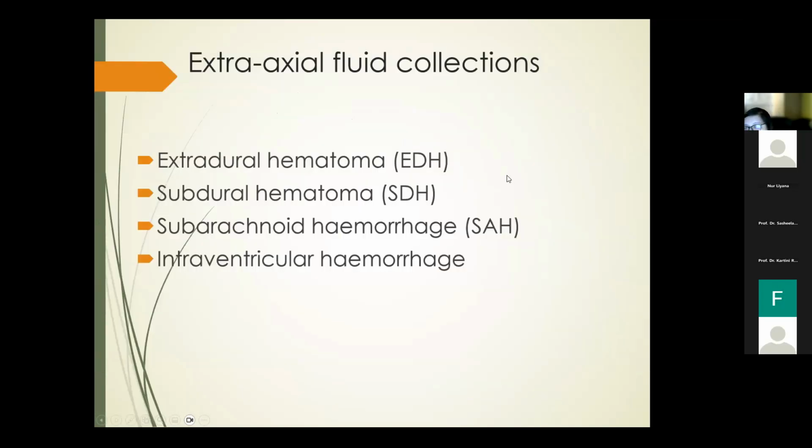Sorry for the technical error, so I will just repeat myself and restart at the slide of the extra-axial fluid collection, which is a type of intracranial hemorrhage. For extra-axial fluid collections, it includes extradural hematoma, subdural hematoma, subarachnoid hemorrhage, and also intraventricular hemorrhage here.